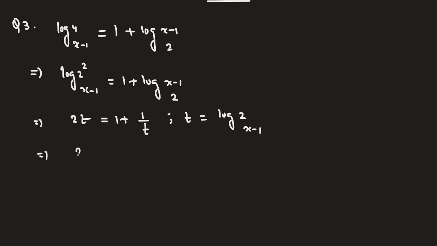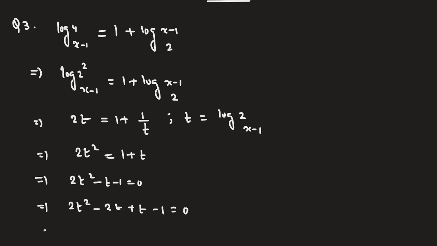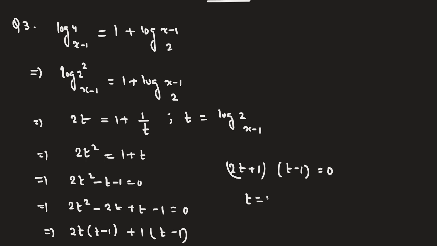So this will happen: 2t square is equal to 1 plus t. Now we have 2t square minus t minus 1 equal to 0. We can write it as 2t square minus 2t plus t minus 1, which is 0. Take 2t common, it will be t minus 1. From here we take 1 common, it will be t minus 1. So now the factorization is 2t plus 1 multiplied with t minus 1, which is 0. The value of t is either 1 or minus 1 by 2.